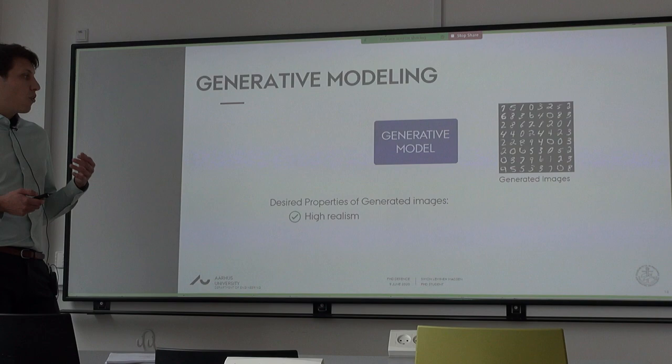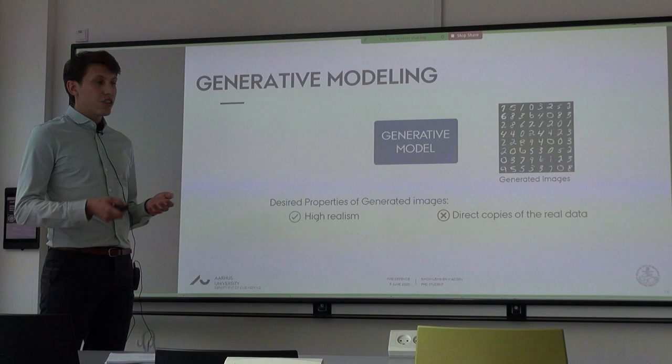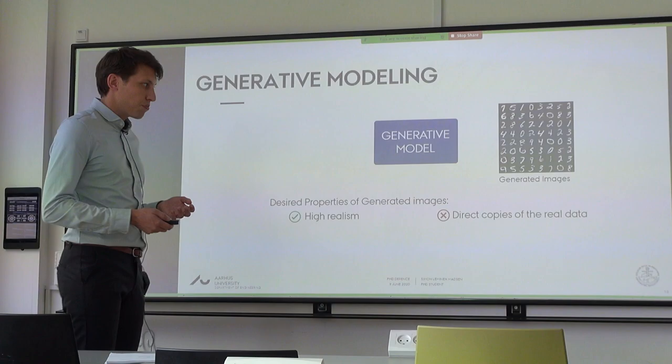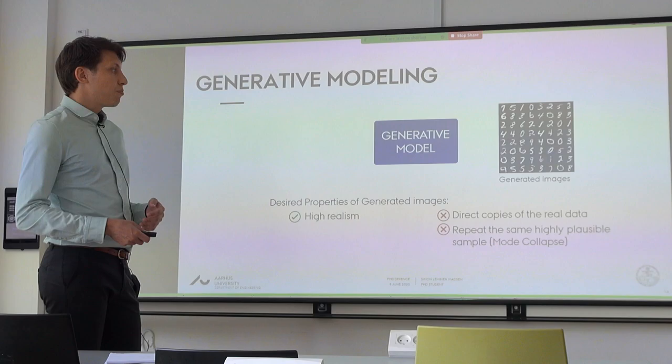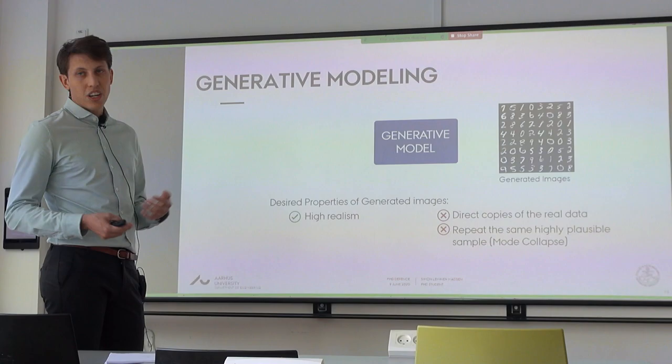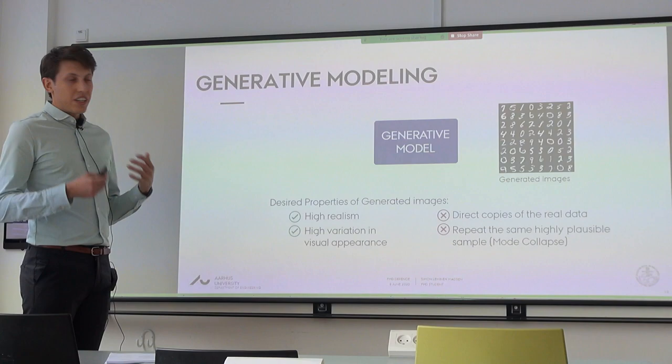However, these samples should not simply be direct copies of the real data, because then they do not contribute any additional information when we have to train our visual recognition systems. Additionally, the samples should not simply be the same copies of the same highly plausible samples over and over again, because then again it doesn't introduce any new information when we have to train our classification models. So instead, the samples should ideally exhibit a very high degree of variation with respect to the visual appearances.